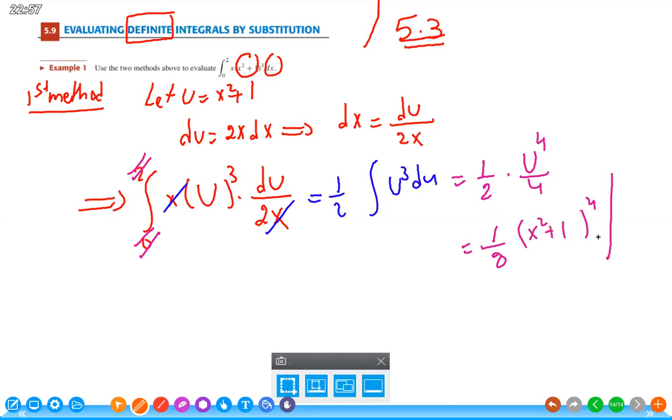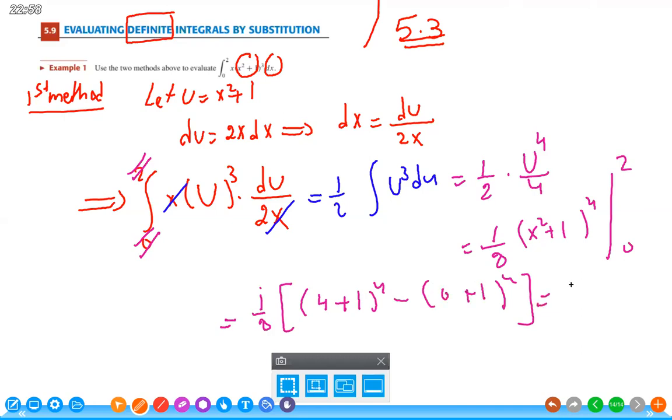Then we apply the first part of the fundamental theorem: F, we replace the upper boundary minus the lower boundary. So substitute 1 over 8 here, power 4 minus power 4. Replace x by 2: 2 squared is 4, 4 plus 1; and 0 squared plus 1. The final answer would be 625 over 8 minus 1 over 8, so it would be 78. So it's the same as the indefinite. When we return to the old variable x, we apply the first part of the fundamental theorem, F of b minus F of a. And you can check your answer by calculator here.